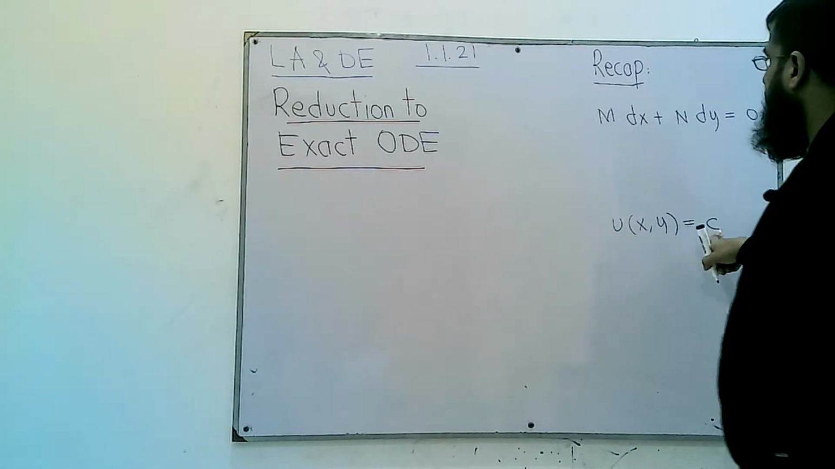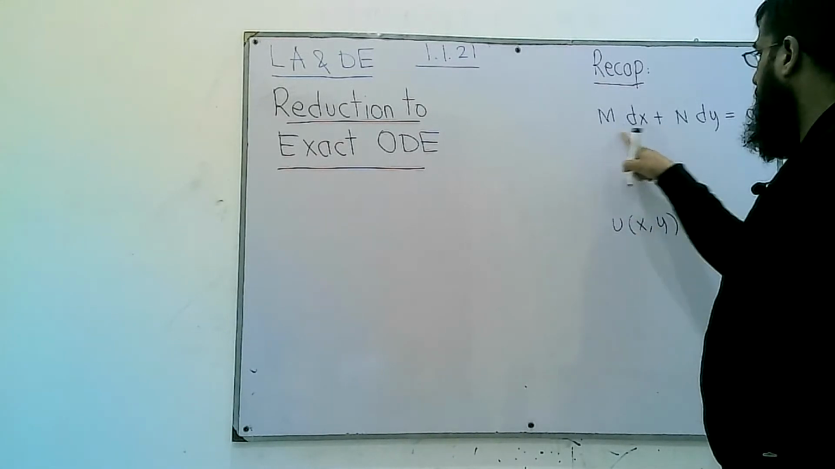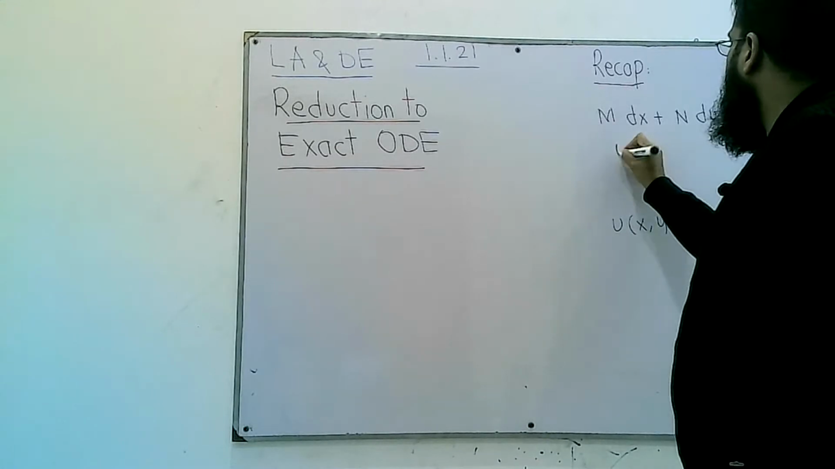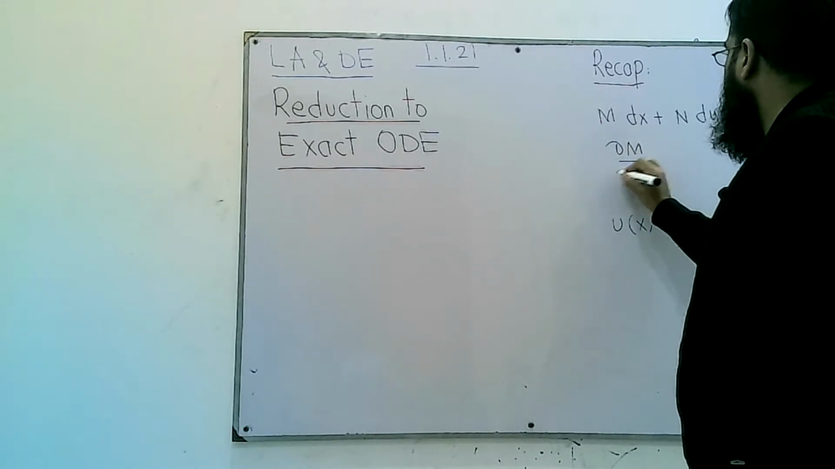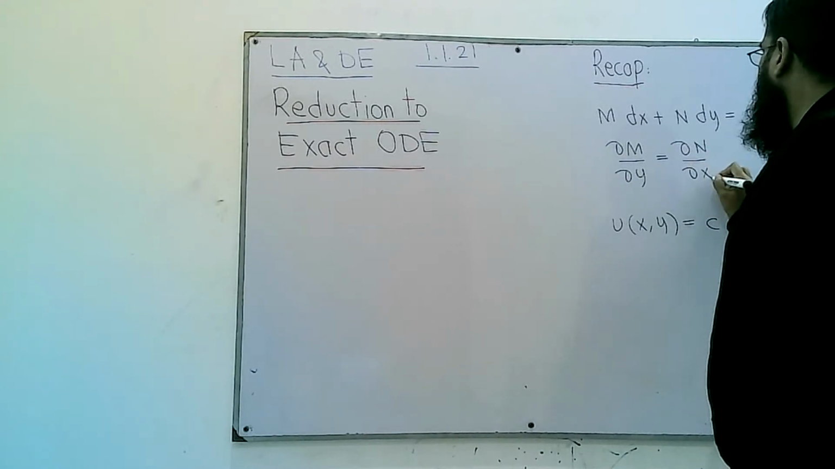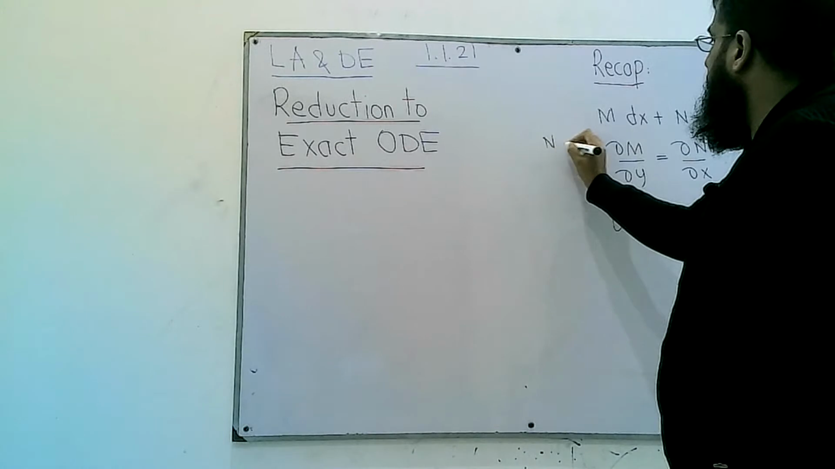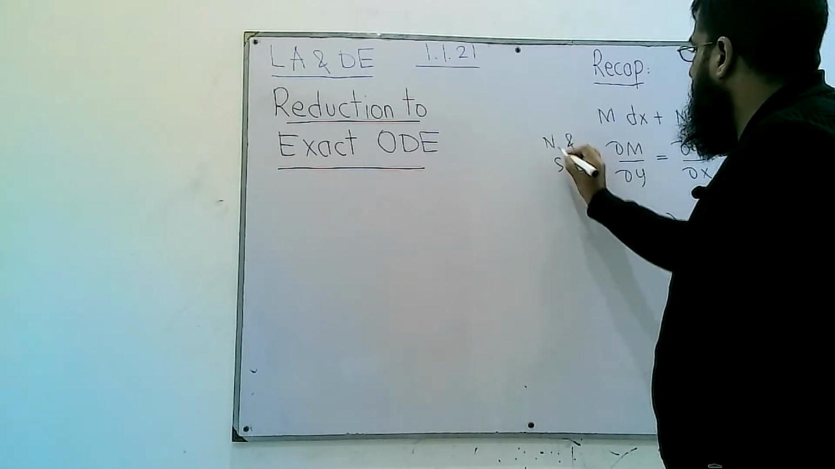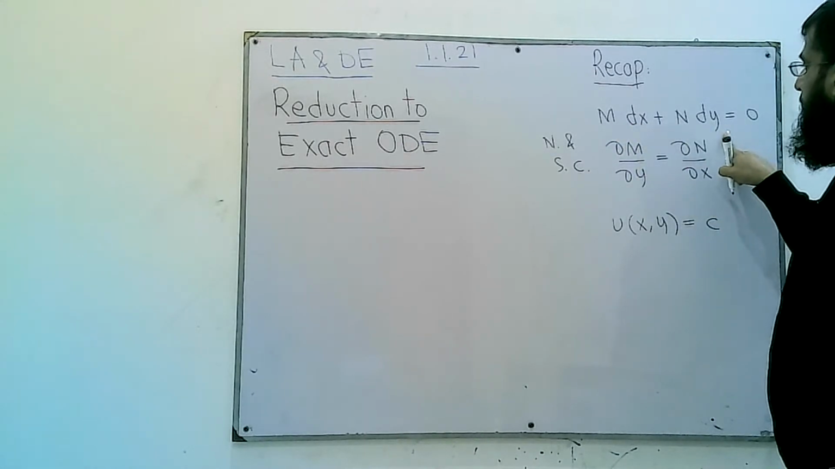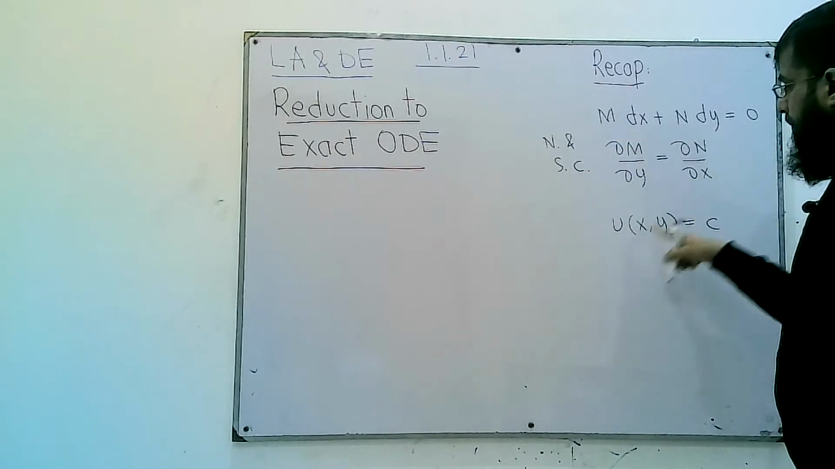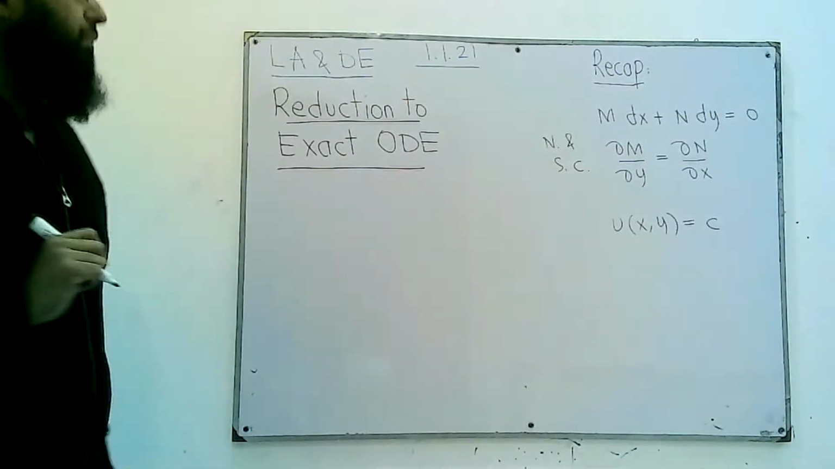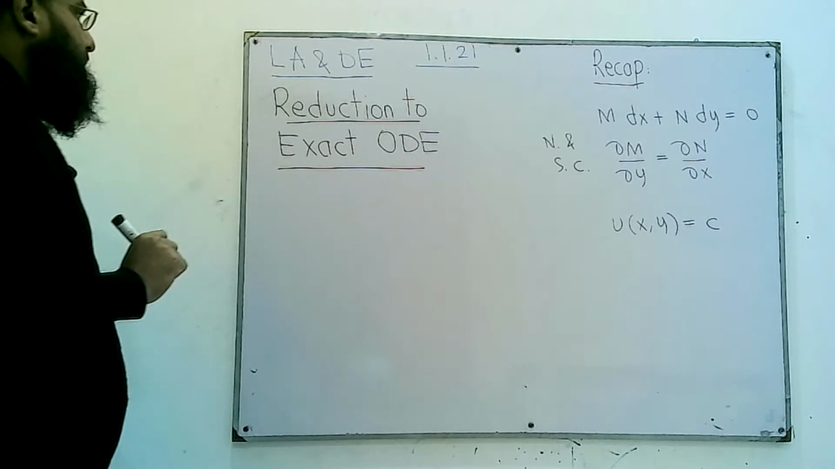But in order for this equation to be an exact type of ODE, it should fulfill the necessary and sufficient condition, and that is this equation. So if this necessary and sufficient condition is fulfilled, this ODE is an exact type of ODE, and it has the solution u of x, y is equal to c. So this is what we studied in the last lecture, and we solved an example.